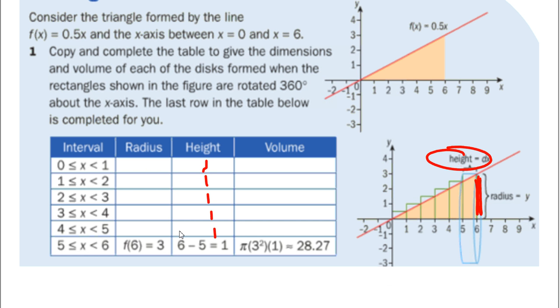So these are all 1. Okay, so 4 to 5. Notice which one did we put in, 5 or 6, when we subbed it into the function? We put 6 in. Good. So for the next one, we put 5 in. So what's 0.5 times 5? 2.5. But also it just goes up by 0.5. So you'll start to notice the pattern. The next one will be the upper limit, f of 4. The function's 0.5x, so 0.5 times 4 is 2. And Bella's seen the pattern: 1.5, 1, 0.5.